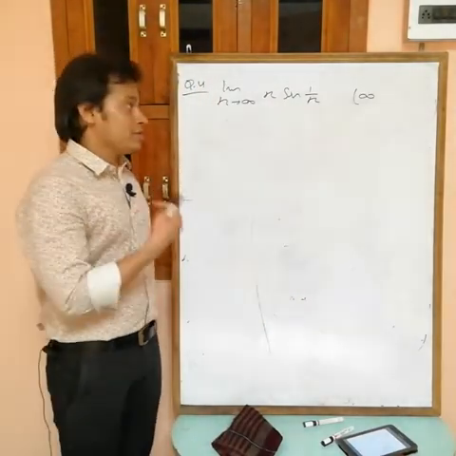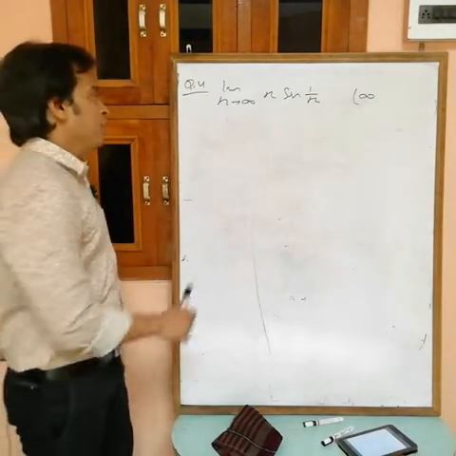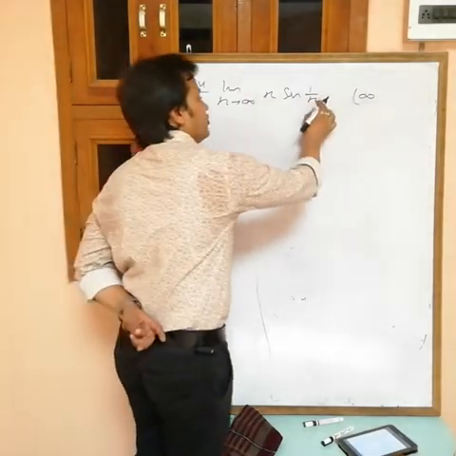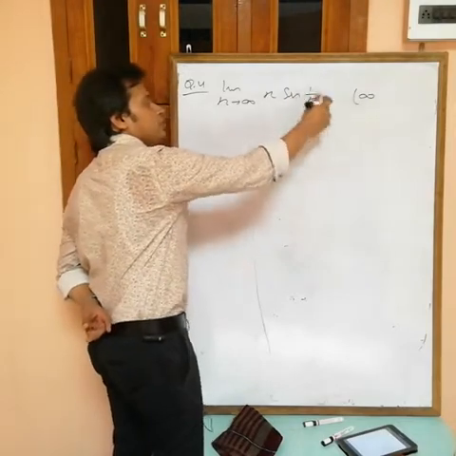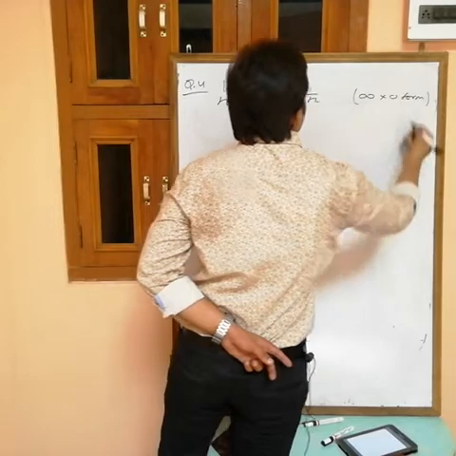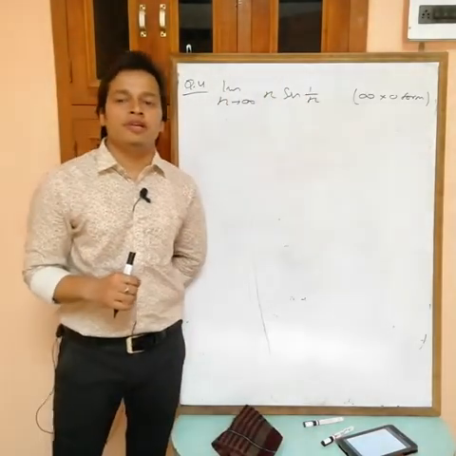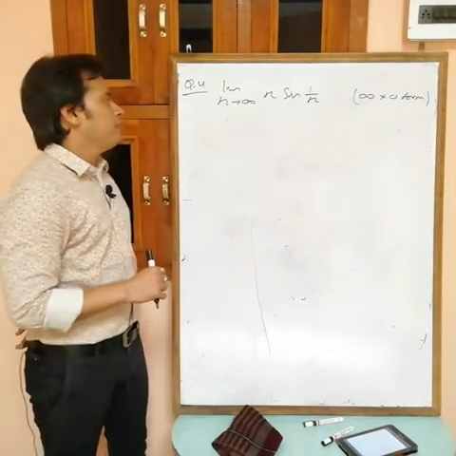Okay, this is indeterminate or determinate. Remember, infinity is determinate. If you put x equals to infinity, 1 by infinity is 0. Sine 0 is 0. Infinity into 0 form. Then this is indeterminate form. 0 into infinity, infinity into 0 is indeterminate. So directly you can't put value of x.